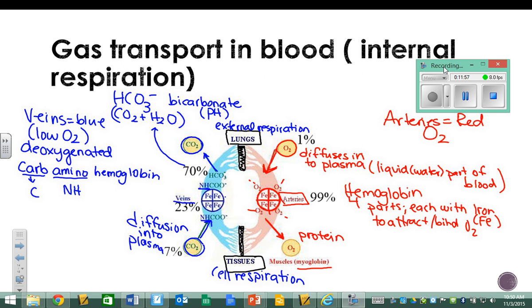Just like with oxygen, I wouldn't expect you to know the exact percentages for carbon dioxide. I would expect you to know that bicarbonate is the #1 way, the carb-amino hemoglobin is #2, and diffusion into plasma is #3. But the exact number wouldn't be something I would put in a numeric response.